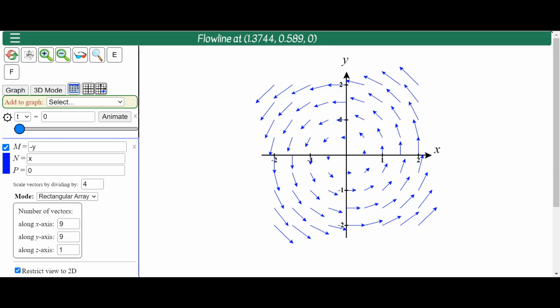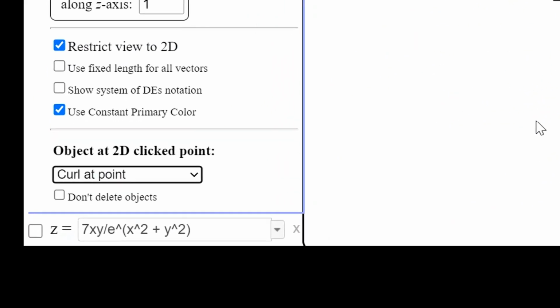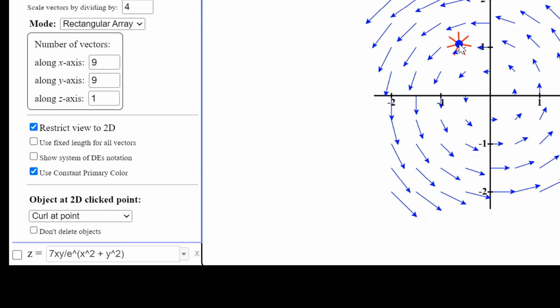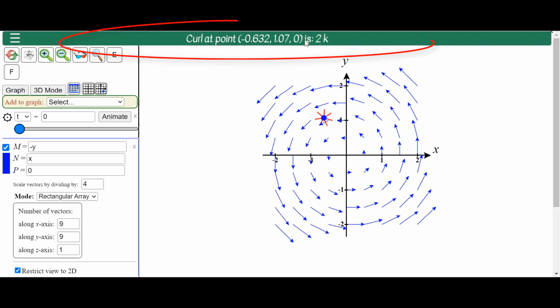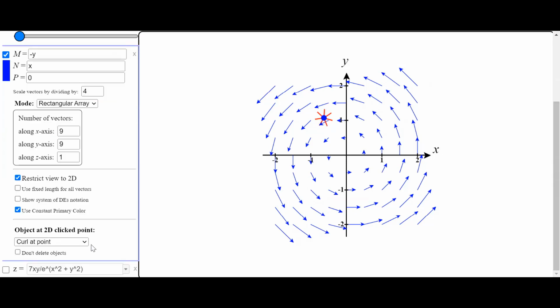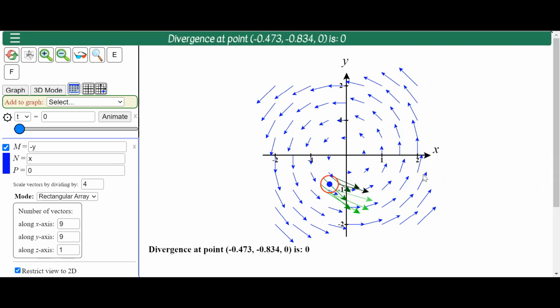And then the feature I wanted to show you, which I think is fairly new, if you go down here, you can click on curl at a point, and at any point it will compute the curl for you. That is up here. The curl is 2k. Well, that's exactly what we found. And then the divergence at any point is 0. And that's exactly what we found. And you can move this around, and so you might want to play with that. Okay, and that's the end of this section.